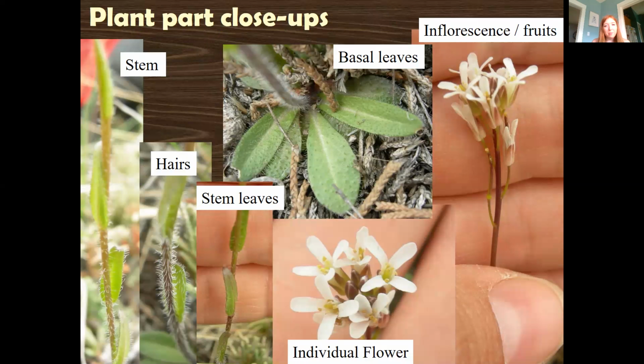And you're going to want to take pictures of all the parts of the plant that we just talked about in this presentation. So the inflorescence, or the fruit if it's got pods out, the individual flowers of the inflorescence. If it's got basal leaves, take pictures of the basal leaves and the stem leaves, because they can often be different from each other. If it's hairy, try and get a close-up picture of those hairs and what the stem looks like to get a little bit of the growth habit.